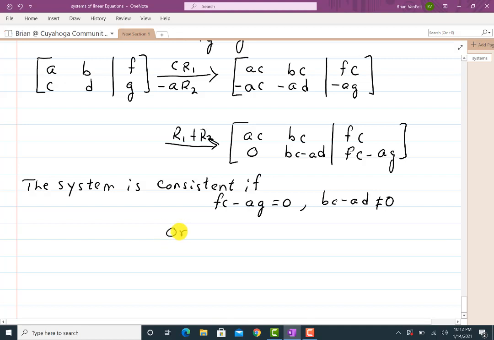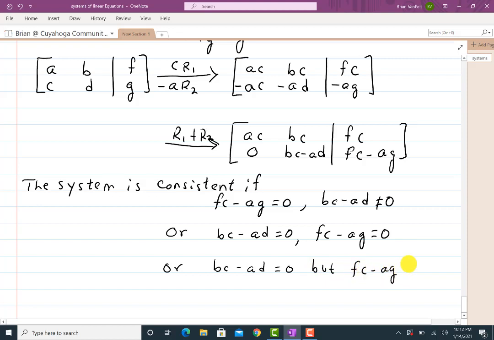We could have BC minus AD. If that equals 0, then we also need the FC minus AG to equal 0, because that'll give a row of zeros, and we already know that has a solution. The first row, since these are non-zeros, is going to be a line. So you have that possibly. Or what else could possibly happen here? What if this piece was 0, but this was not 0, then you would not have that. So if I try to go BC minus AD equals 0, but FC minus AG does not equal 0, no. So we have these situations then. One of these two things has to happen.